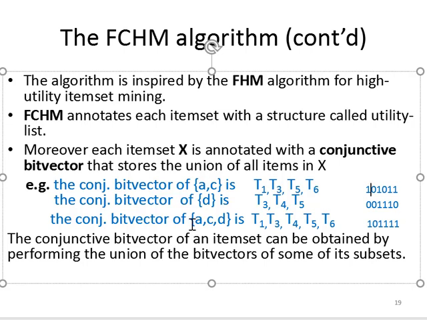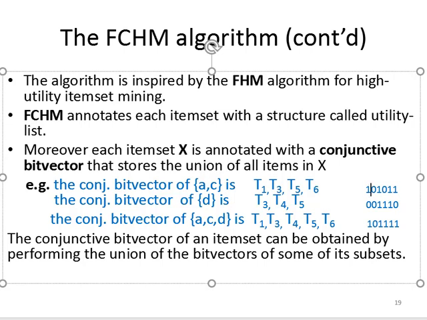And for the other itemset like ACD, to find the vector, we can combine the vectors of, for example, AC and AD, the subsets. So we don't need to always read the database to calculate this vector. And using this bit vector, we can very quickly calculate the bound.